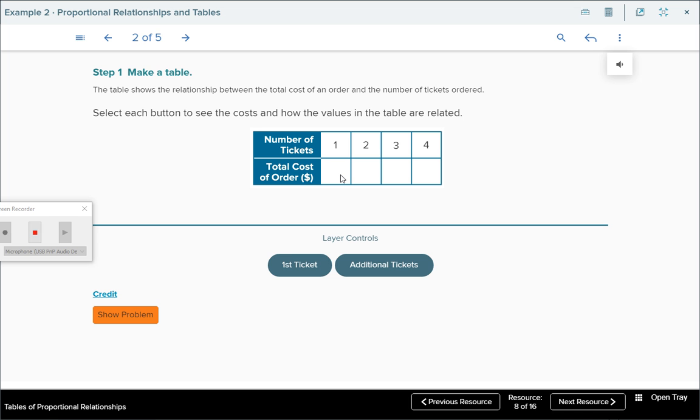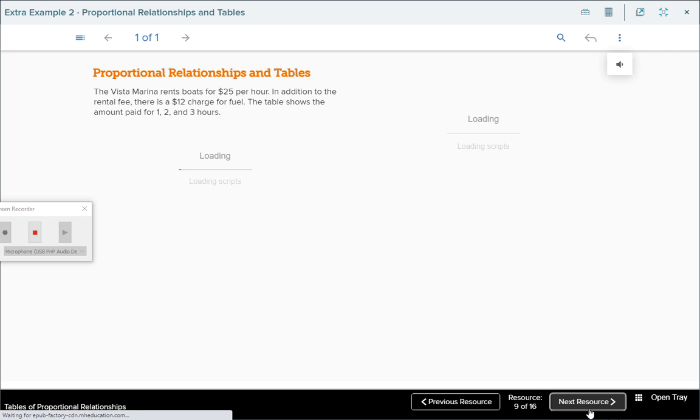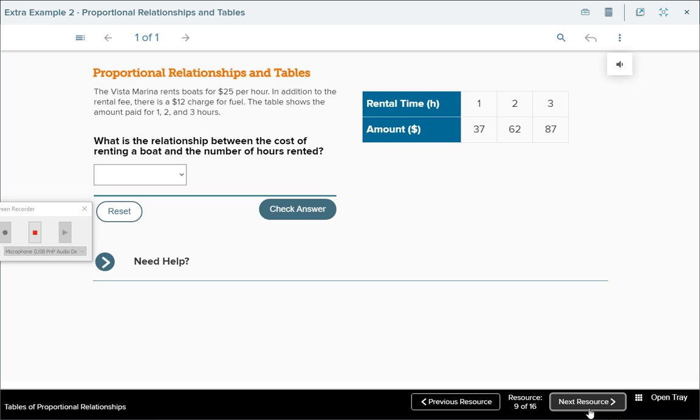Okay. All right, look at this one. And let's see if you can tell me. Does that make sense? It's not that difficult, is it? All right. The Vista Marina rents boats for $25 an hour. Easy enough. Okay. In addition to the rental fee, there is a $12 charge for fuel. The table shows the amount paid for 1, 2, and 3 hours. Okay. So 1 hour costs how much?